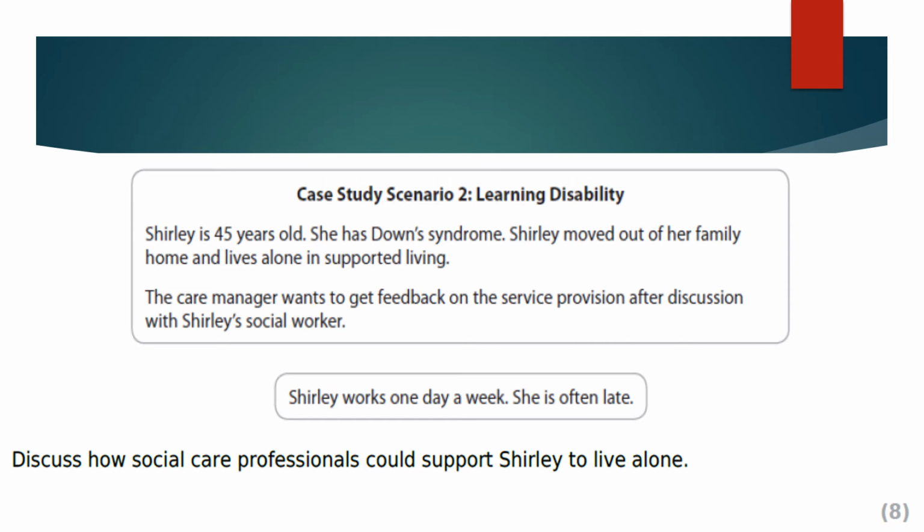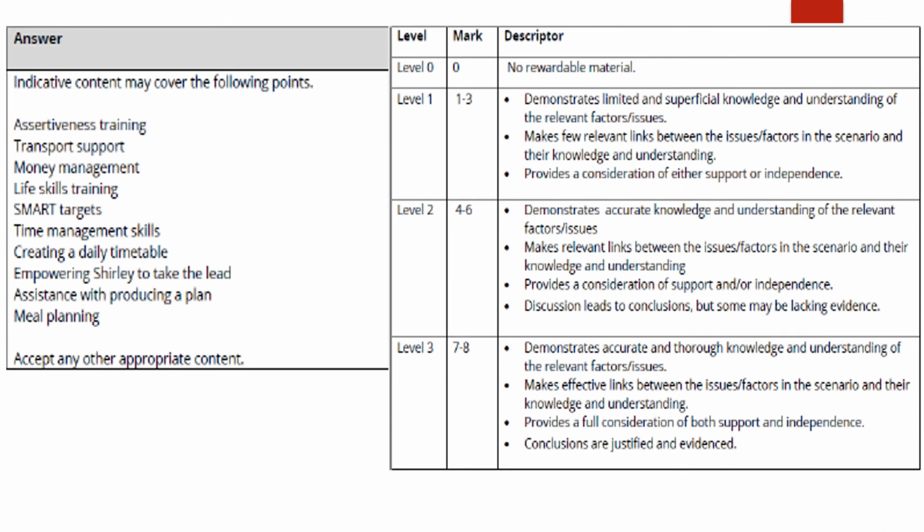Now, another question I've got relates to Shirley. Shirley's 45 and has Down syndrome. She's moved out of her family home, and the question all comes down to how social care professionals can support Shirley to live alone. The mark scheme, as always, includes some of the things here: assertiveness, training, transport, money management, life skills, time management. And the marking bands use the same thing: detailed knowledge, links to issues, and obviously consideration of support.